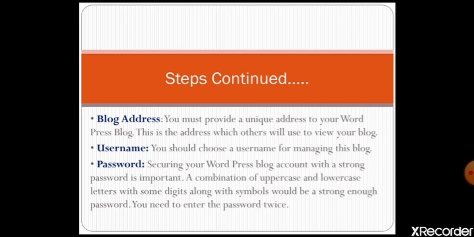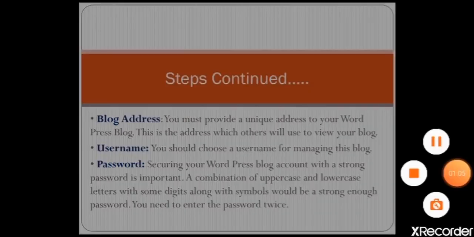Second is username. You should choose a username for managing the blog. Third is password. Why is a password required? Because if we want to secure our data, what do we do? We encrypt that data, and for securing the data we require a password. So securing your WordPress blog account with a strong password is important. And how can we secure it? A combination of uppercase and lowercase letters with some digits along with symbols would be strong enough.